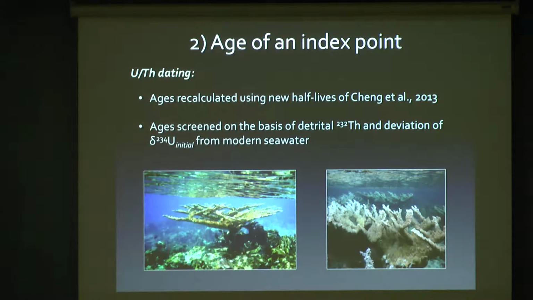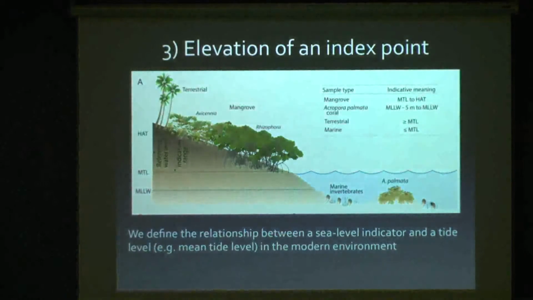So in the Caribbean database, I'll get to that again, a few of the corals, about 75 of the corals, were dated using the uranium-thorium method. And so we recalculated the ages of these samples, and I worked with Andrea Dutton on this using the new Cheng et al. half-life or decay constants. And then we also screened the samples for open system behavior based on detrital thorium contents or measured activity ratios of the samples. And then getting onto the elevation of an index point.